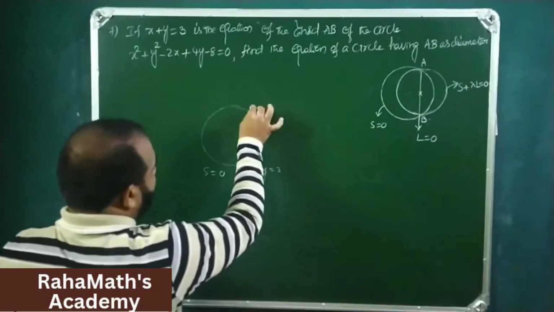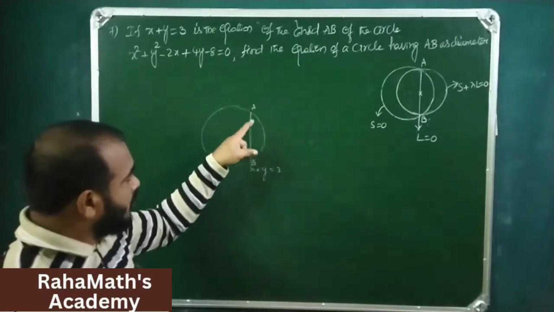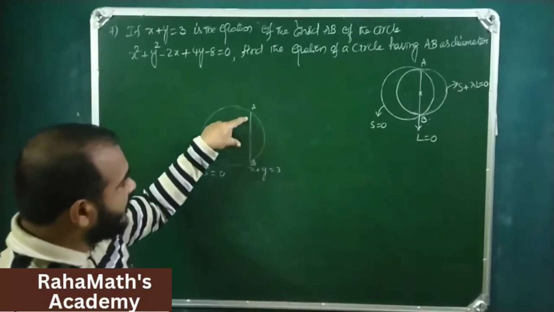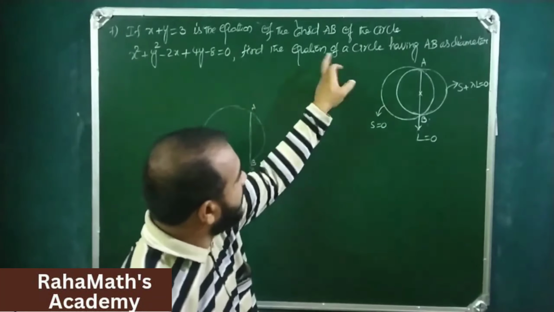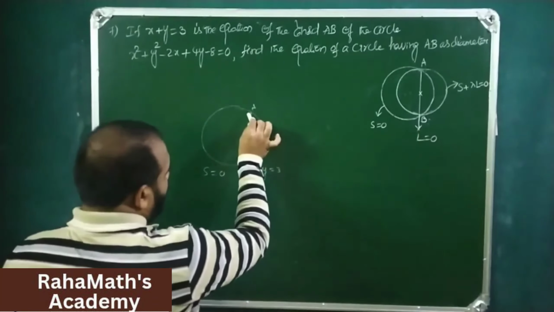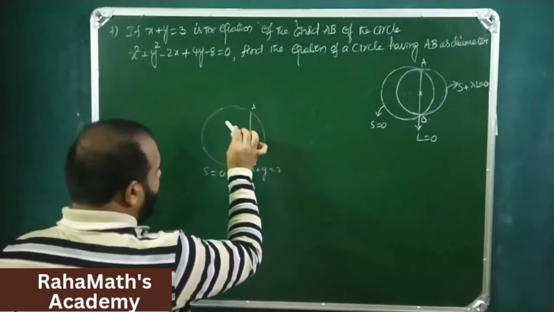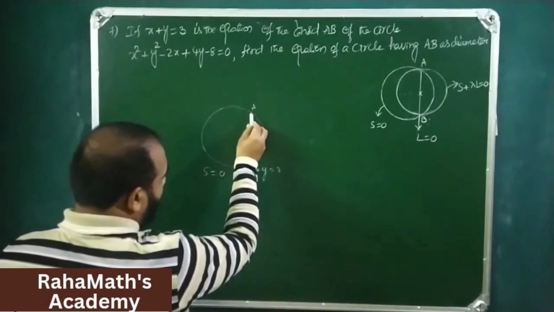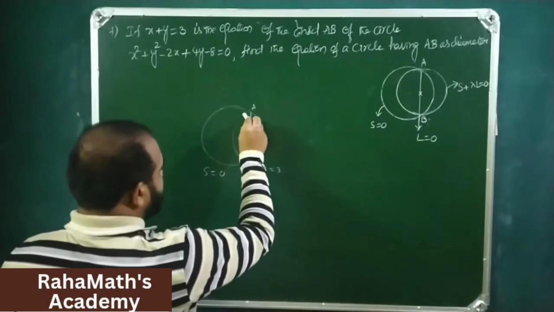So let us suppose that the circle and the chord intersect at A and B. We want the equation of the circle having AB as a diameter. So the required circle's diameter is AB. So actually this circle.